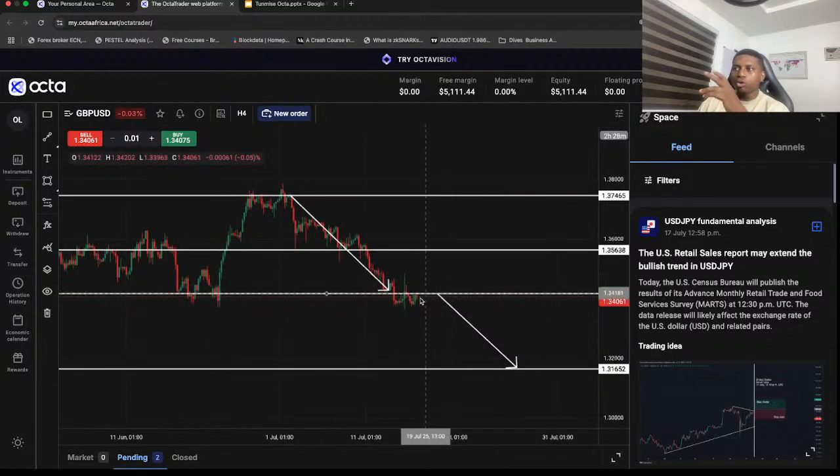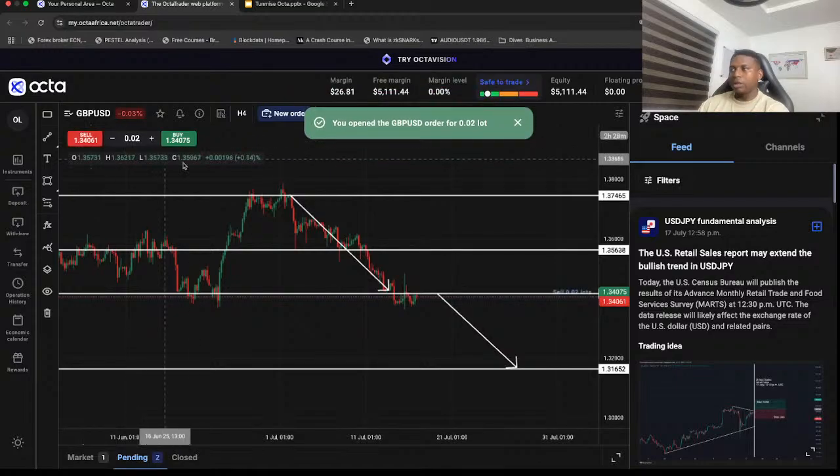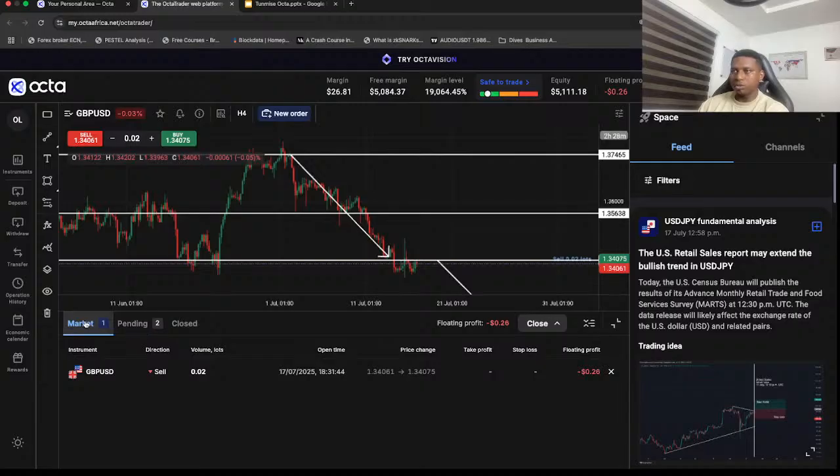So what I want to do on this level, I want to sell. I've spotted a weaker support zone, so I want to sell instantaneously. I want to sell here. So I just press sell. Now I've opened a sell position.